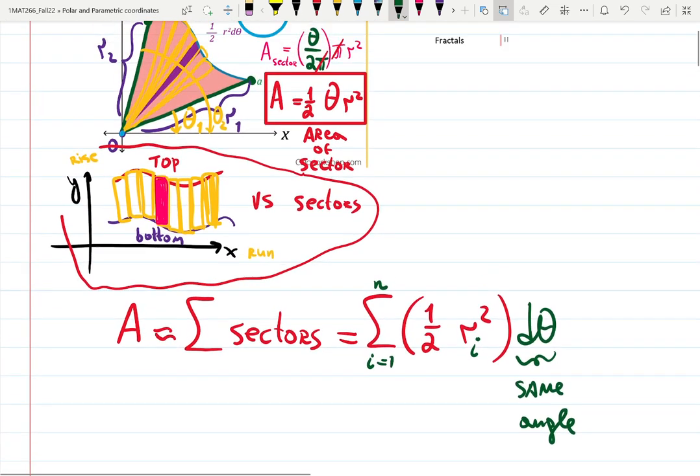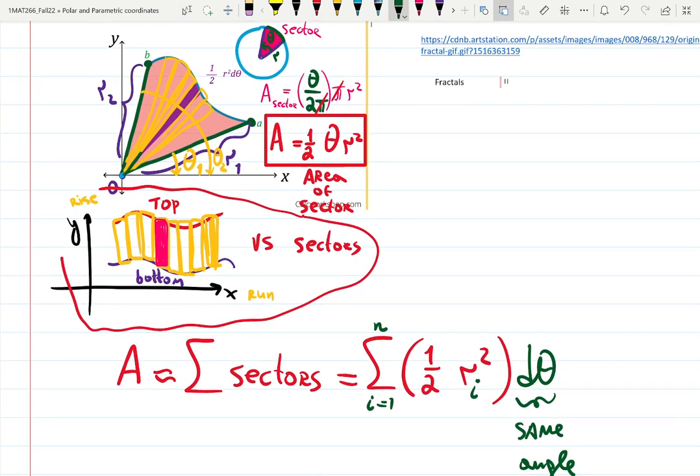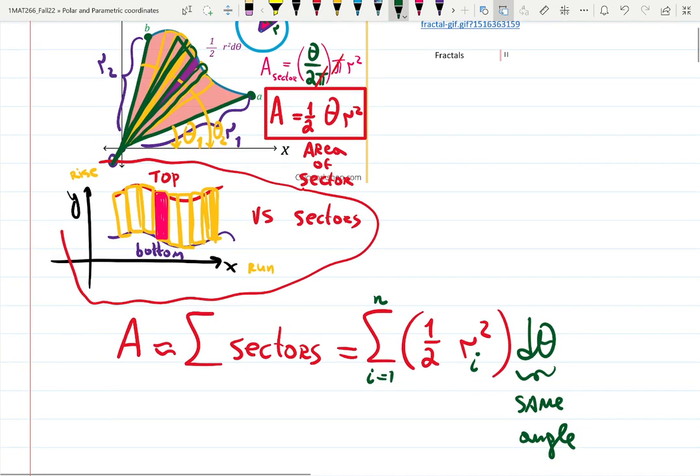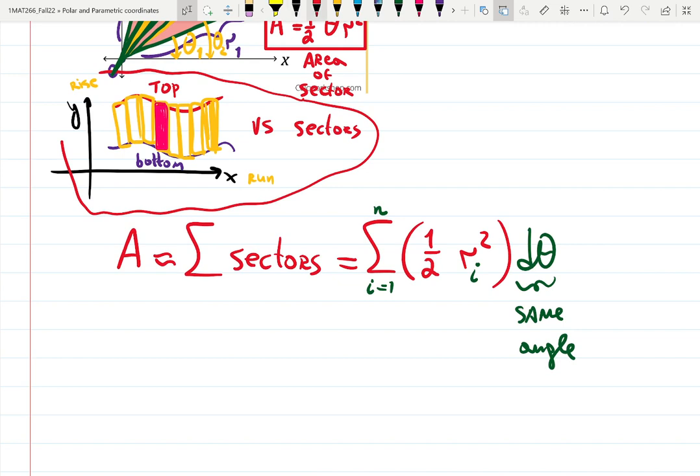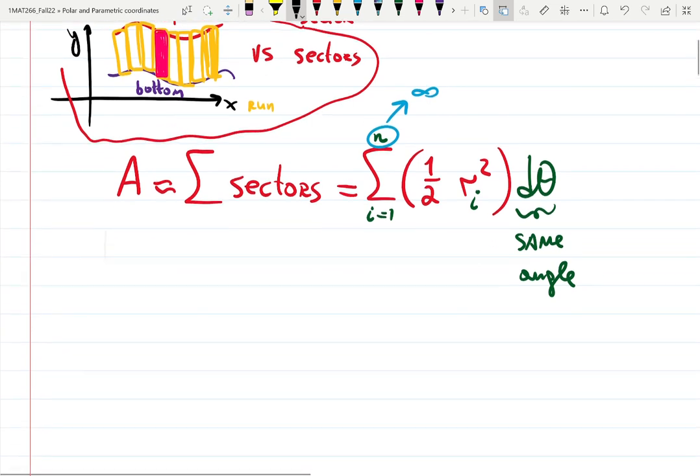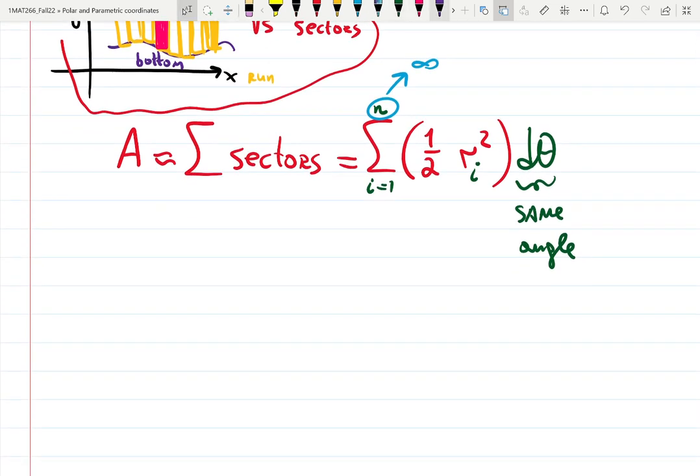The same angle. Because it's just convenient, we always do the same thing. Here's sector number 1, here's sector number 2, and we're going to assume that they all have the same angle. Then we can factor out the same angle. We can also send n to go to infinity, and it gives us the definition of the integral. So we have limits, use limits, right? Use limits, and n goes to infinity.